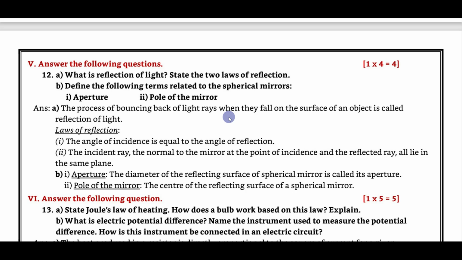First law: the angle of incidence is equal to the angle of reflection. Second law: the incident ray, the normal to the mirror at the point of incidence, and the reflected ray all lie in the same plane. What is aperture? The diameter of the reflecting surface of the spherical mirror is called aperture. What is pole of the mirror? The center of the reflecting surface of a spherical mirror is called the pole of the mirror.